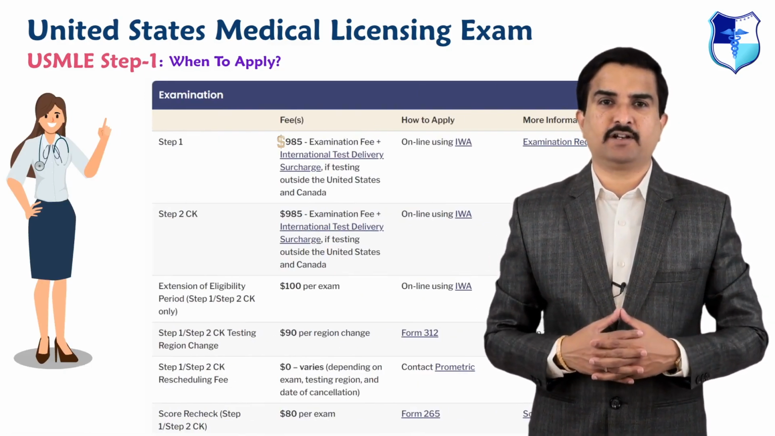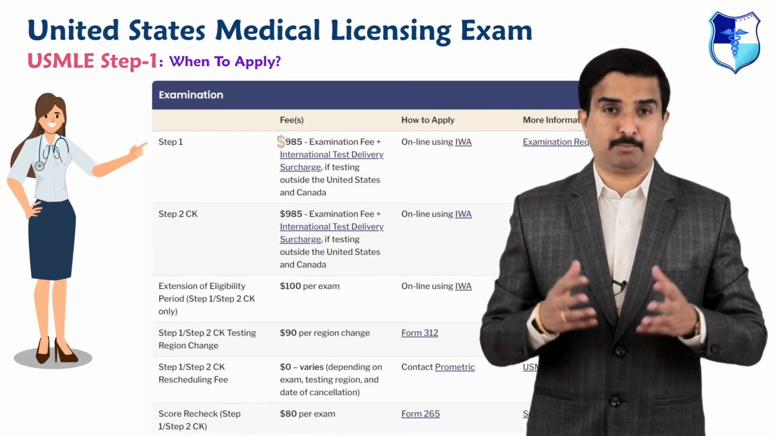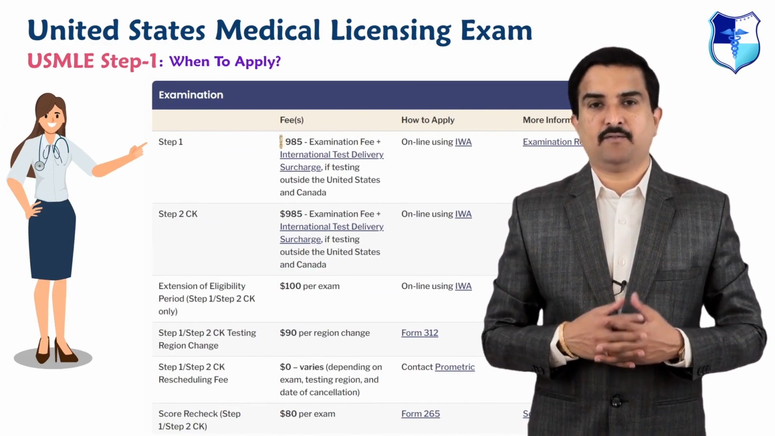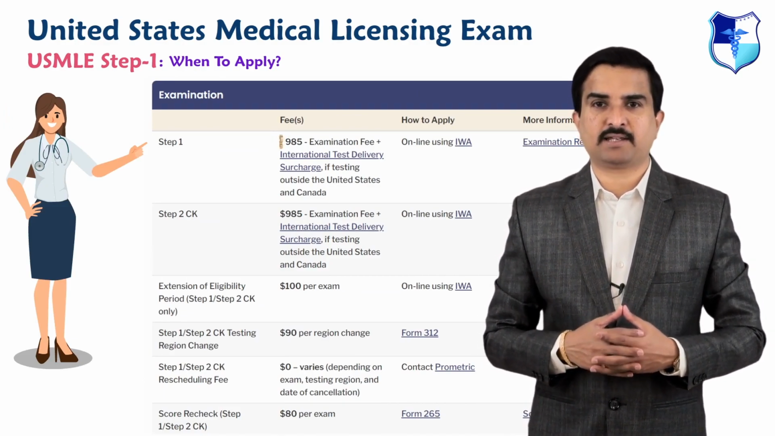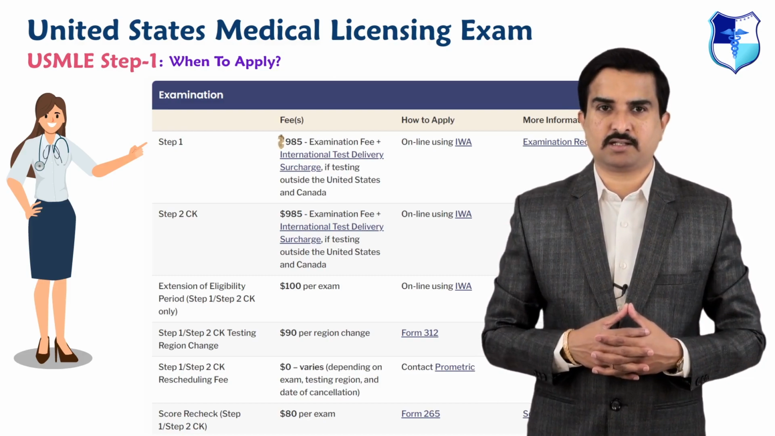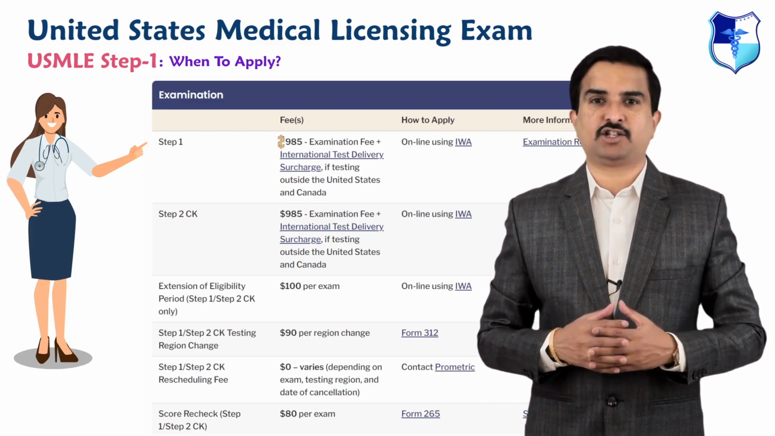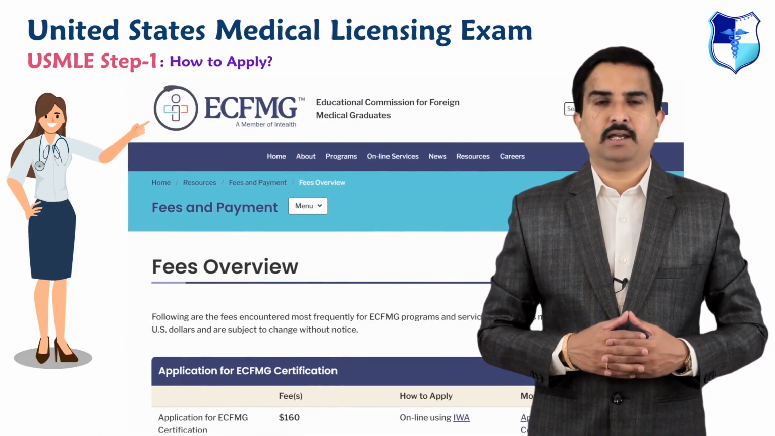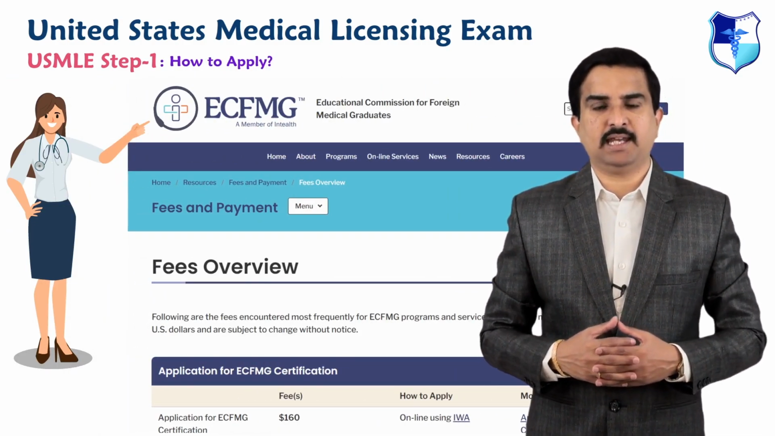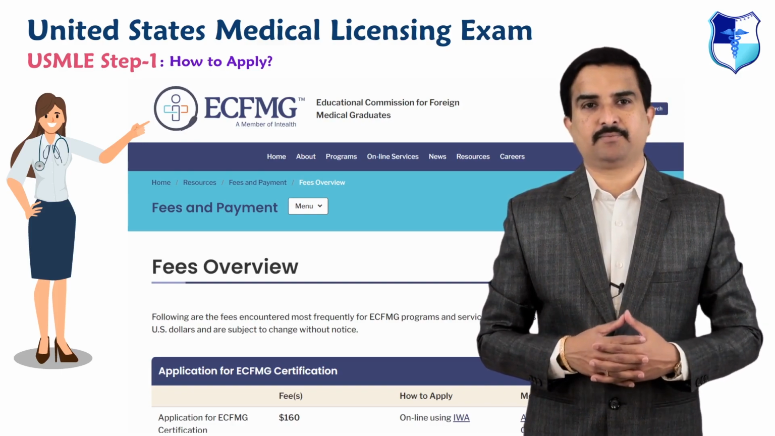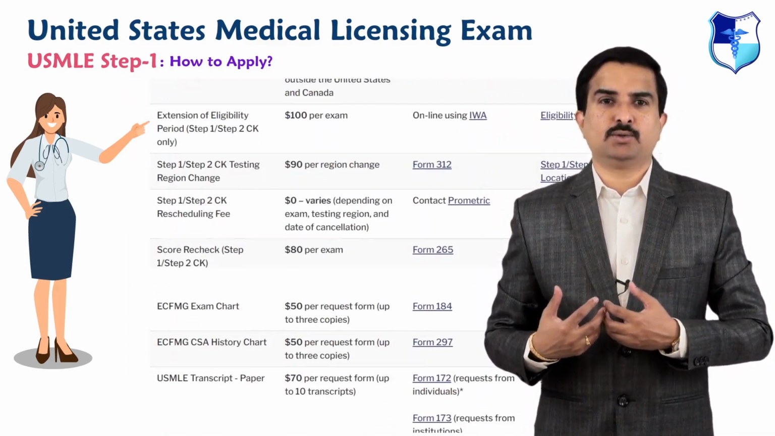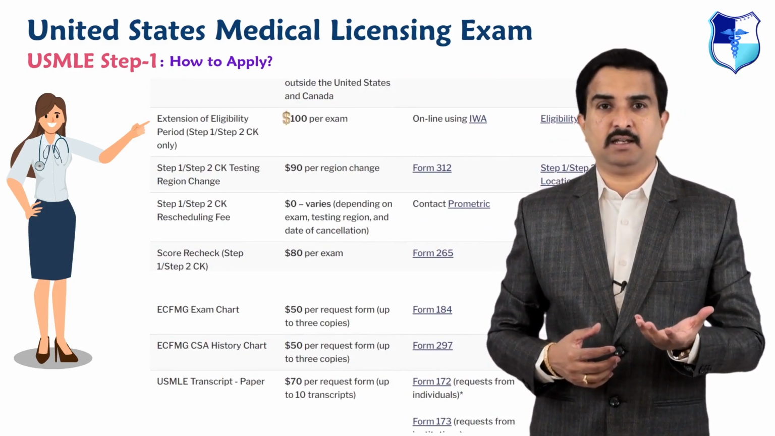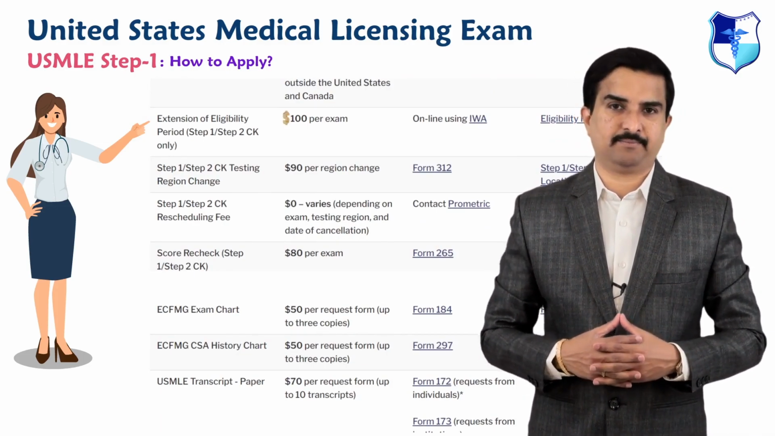And what is the fee for the USMLE Step 1? As of today, it is $985, which includes examination fee plus international test delivery surcharge if testing outside the United States and Canada. And let me talk about how to apply. It can be applied online through the ECFMG official website. And what is the charge if you want to extend the eligibility period? Extension of eligibility is $100 per exam.